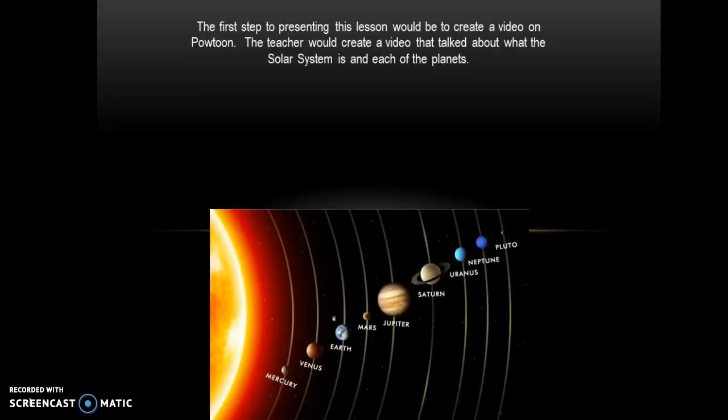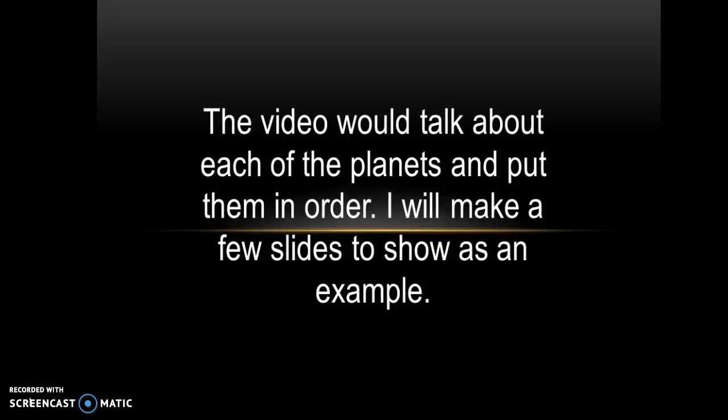The first step to presenting this lesson would be to create a video on Powtoon. The teacher would create a video that talked about what the solar system is and each of the planets. The video would talk about each of the planets and put them in order. I will make a few slides to show as an example of what the video will look like.